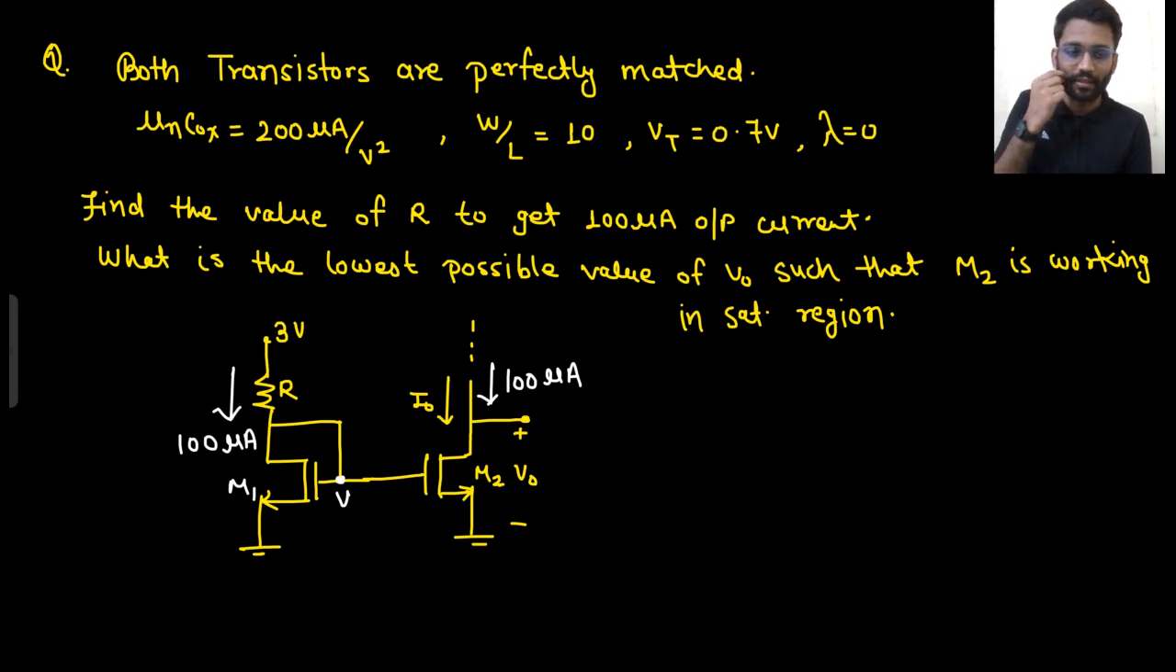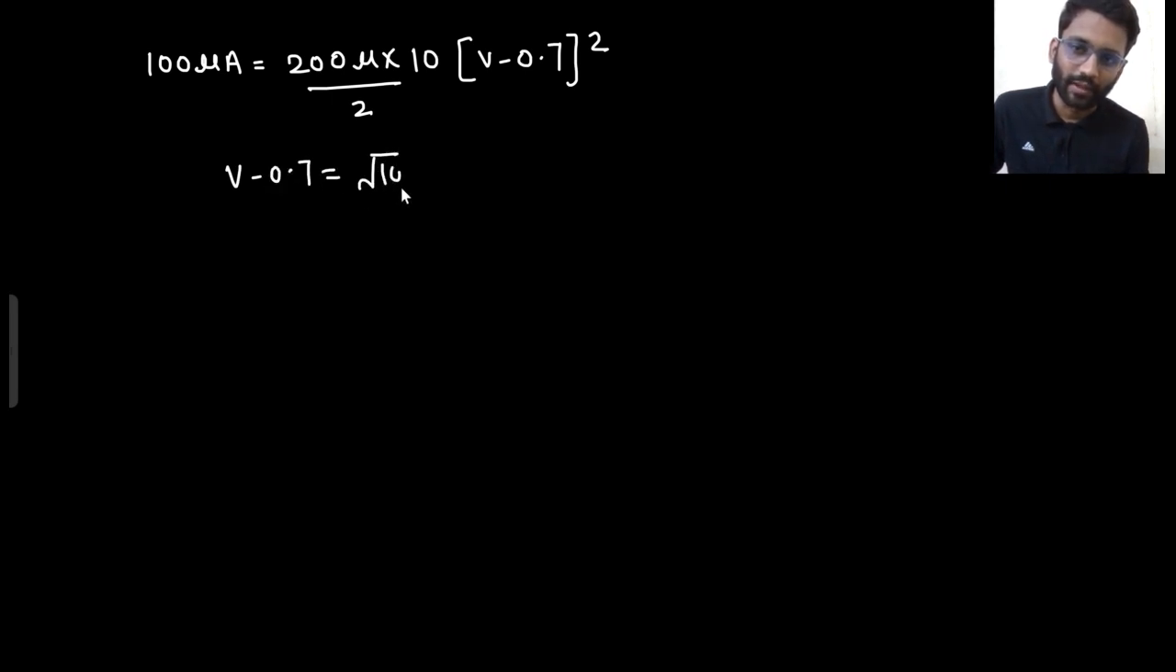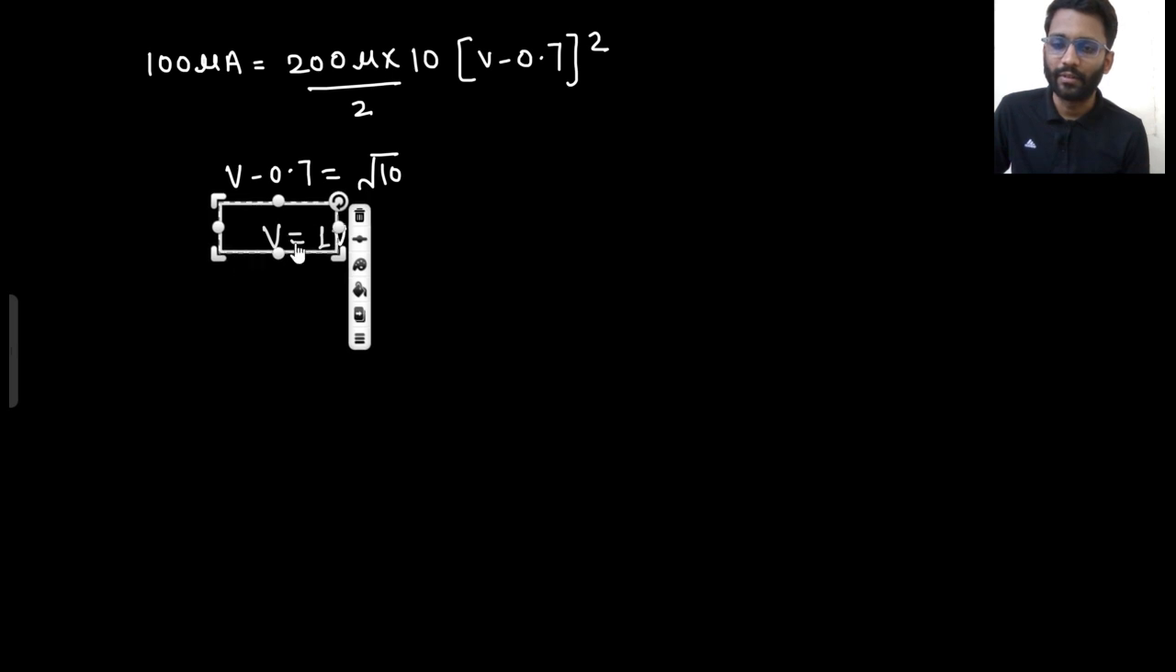So what I can see here is that at 100 microampere, current is equal to mu n Cox, which is 200 micro, into W by L, which is 10, right? W by L is 10, into VGS squared by 2. What is VGS? VGS is V minus Vt, 0.7, whole square. So you can solve this equation. It will be V minus 0.7 equals under root 10. Under root 10 is nearly 0.314, near around that. So V will be nearly 1 volt. So the V value you are getting is nearly 1 volt.